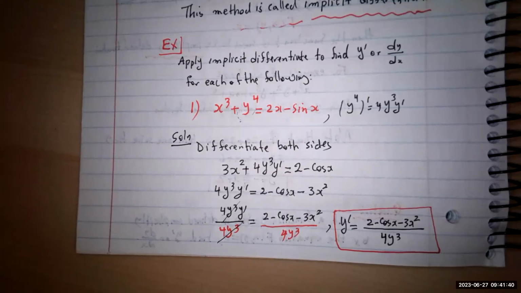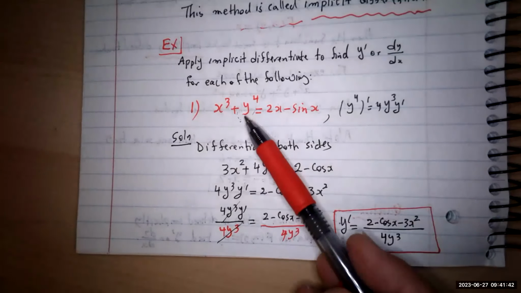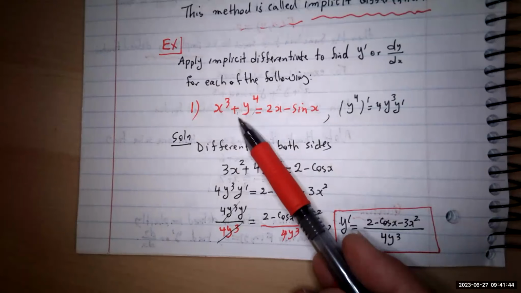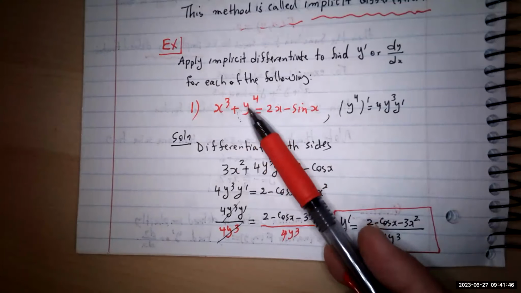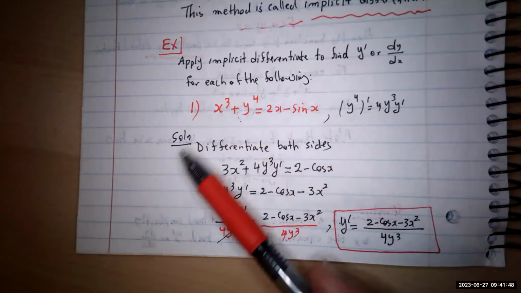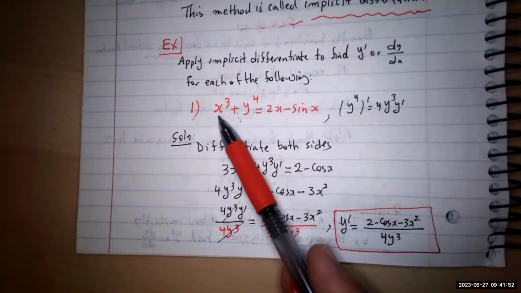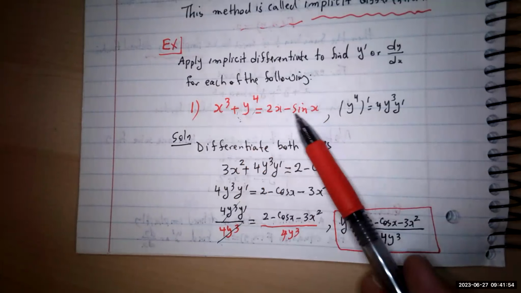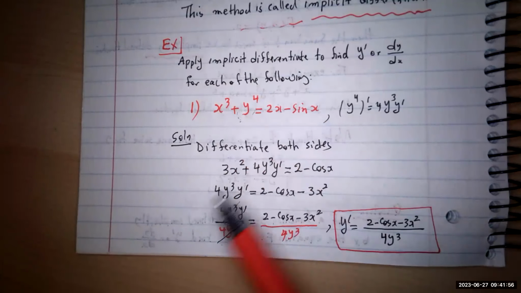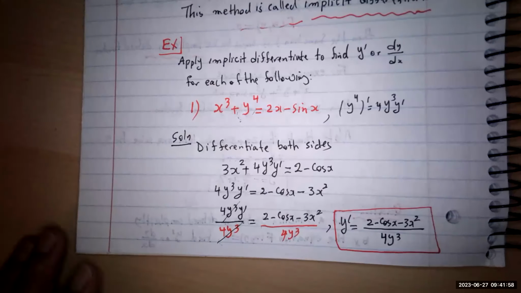So case 1 is straightforward. You have only one term, y to the 4th. That's easy, even sometimes to solve for y first. But since they ask for the implicit differentiation, you are not going to rewrite the equation. You just do it as is. That's case 1. Any question?